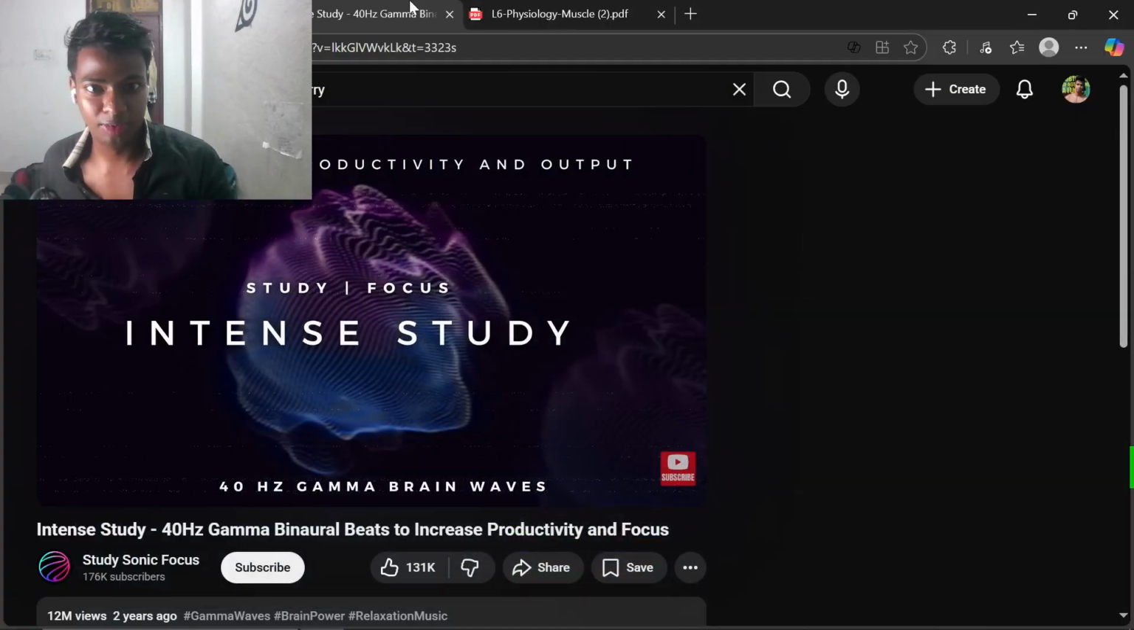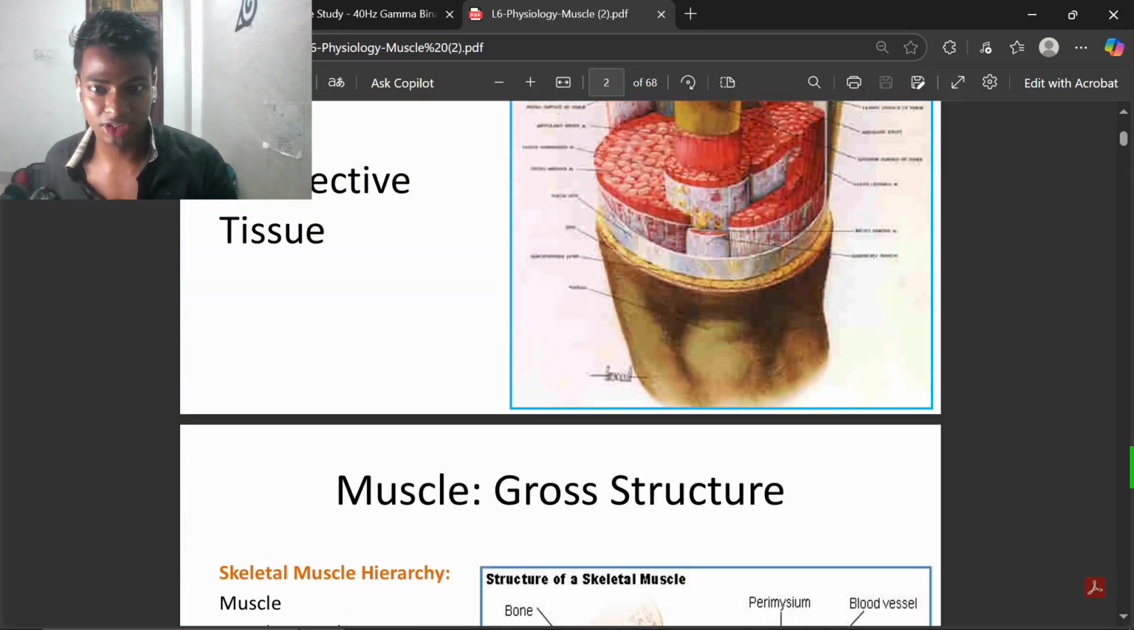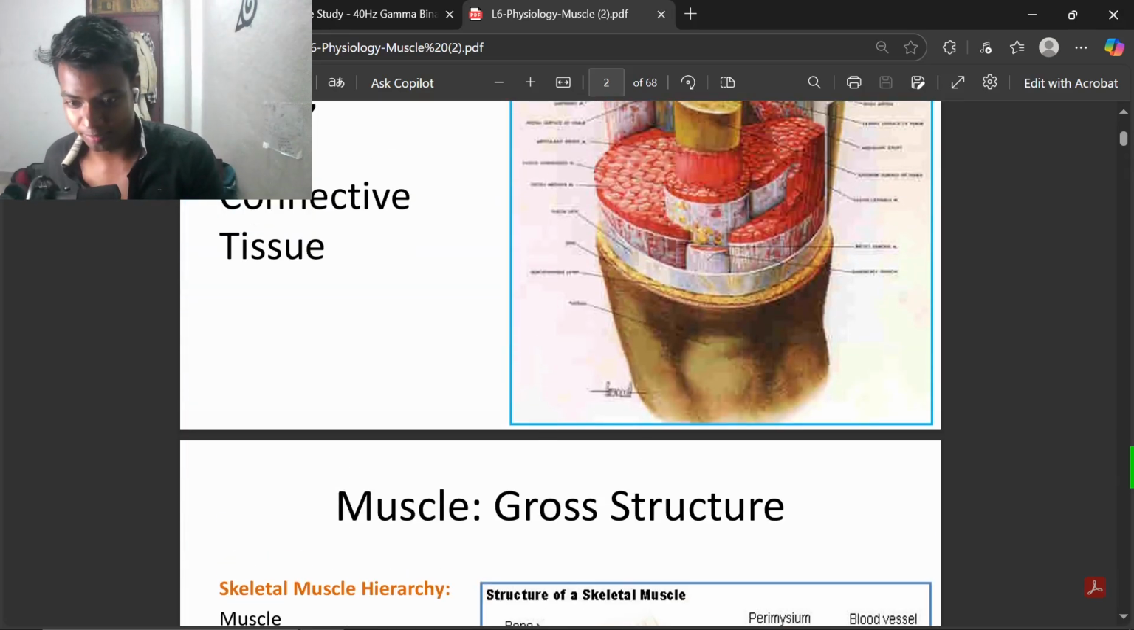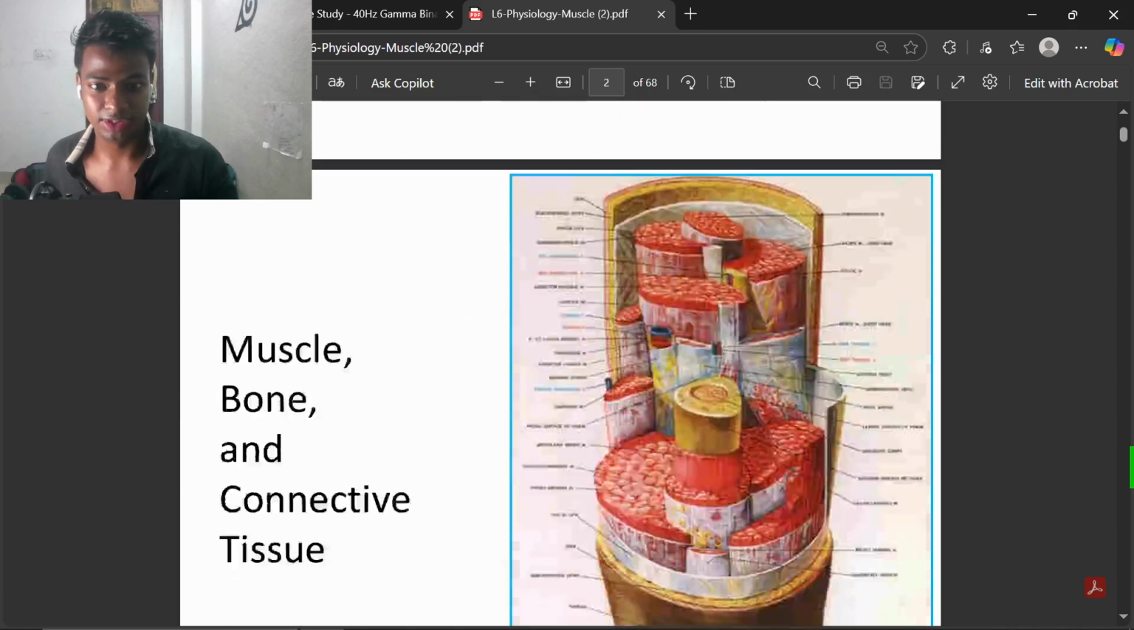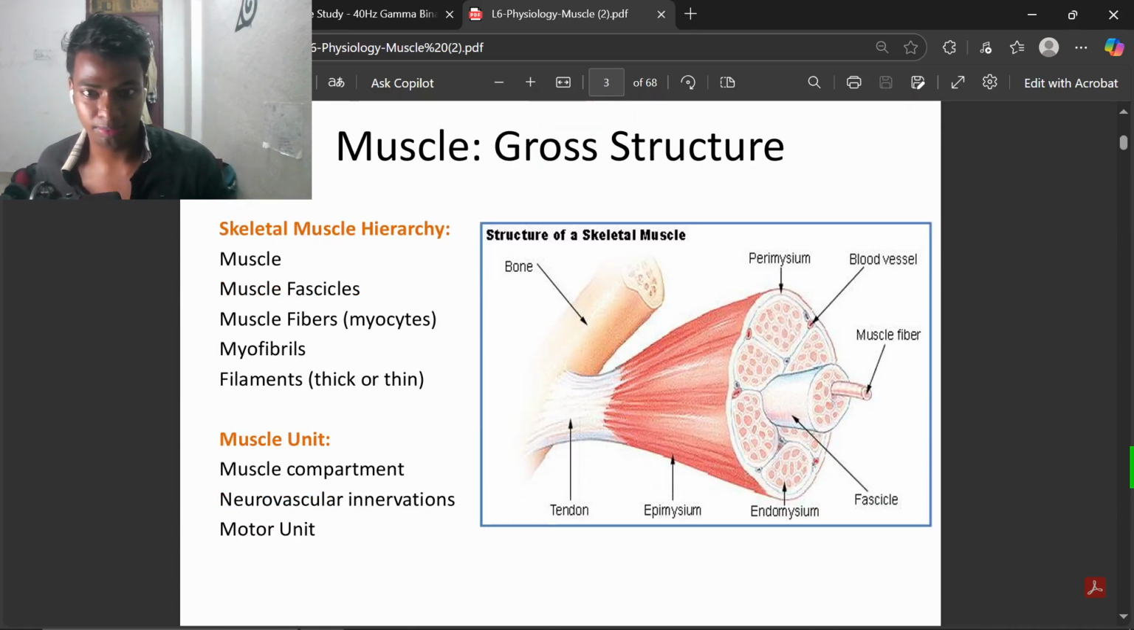So yeah, hello everyone. Today we will talk about muscle physiology. We'll study muscle physiology. First of all, before starting muscle physiology, we'll get to the part of what the units of muscle physiology are.